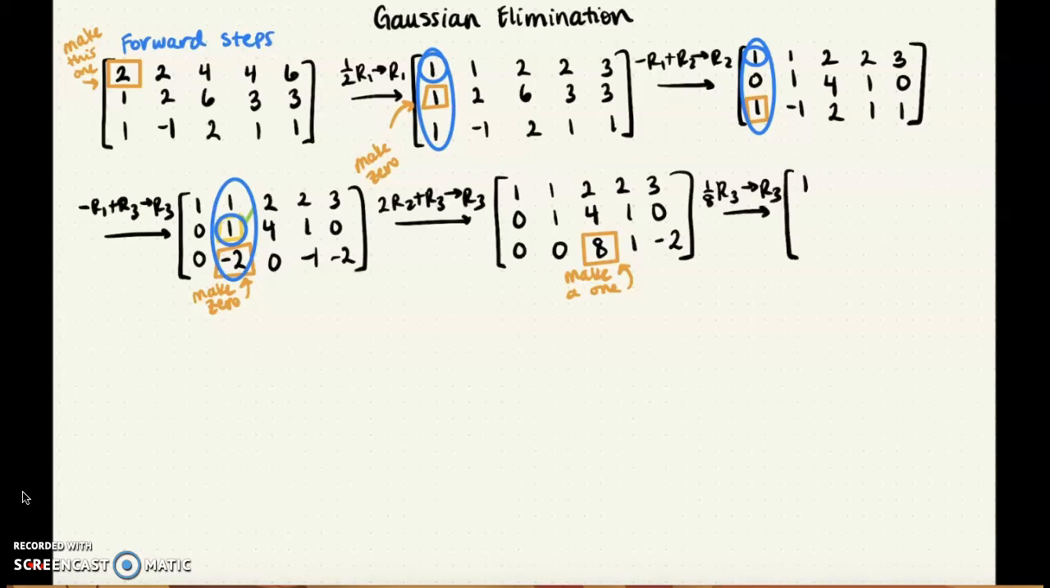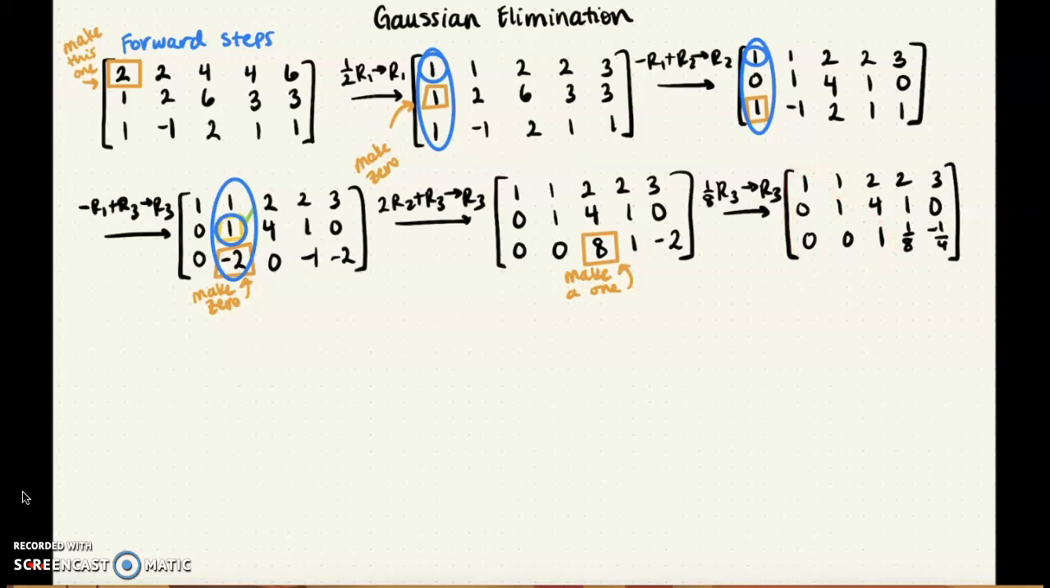So we'll get 1, 1, 2, 2, 3, 0, 1, 4, 1, 0, and then 0, 0, 1, 1/8. Write it a little neater, 1/8, minus 1/4, or negative 1/4, sorry. That's its own element there. All right, this has completed the forward steps. We got our leading ones and we got the zeros below them. That was the goal of the forward steps.